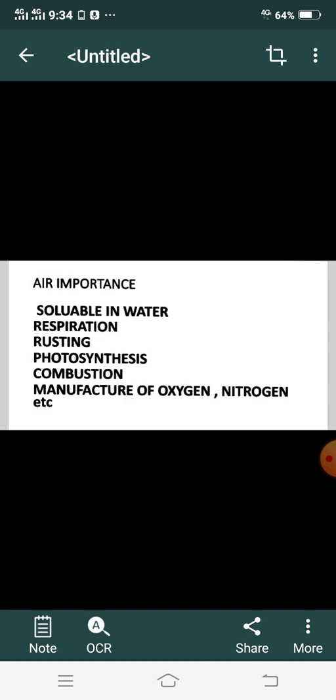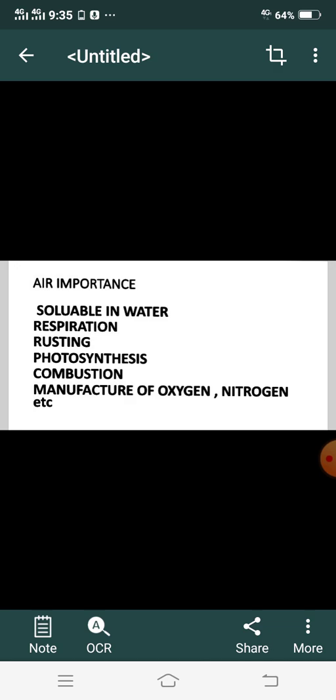Photosynthesis is an extremely important process because it is used by plants to make their food in the presence of sunlight, and I already told you that plants require carbon dioxide from the atmosphere in order to make their food. What is combustion? Combustion is actually the type of reaction in which fuel is burned in presence of oxygen.